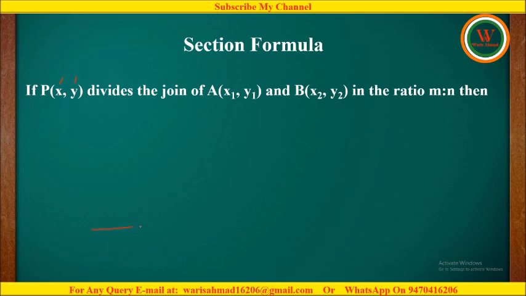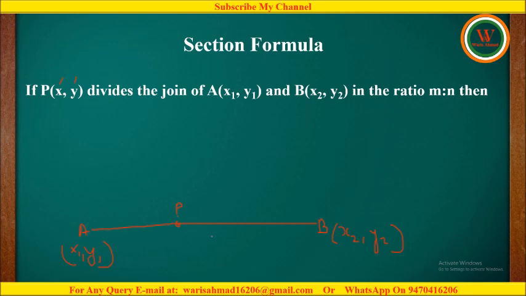Now suppose there is a line AB. The coordinate of A is given as x1, y1, so here we can write x1, y1, and the coordinate of point B is also given as x2, y2, so here we can write x2 and y2. Now suppose there is a point P which divides the join of A and B in the ratio of m is to n. Suppose I am taking the point P here.